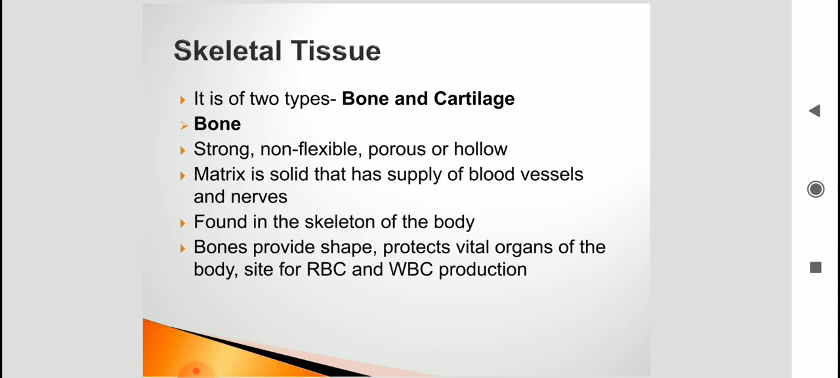Where do we find the bones? Bones make up the skeleton of the body. Apart from providing a proper shape to the body and protecting the internal organs, one major function of bone is that it is the site for the production of red blood cells and white blood cells. Our blood contains red blood cells and white blood cells. So where are these cells formed? They are formed inside the bones.